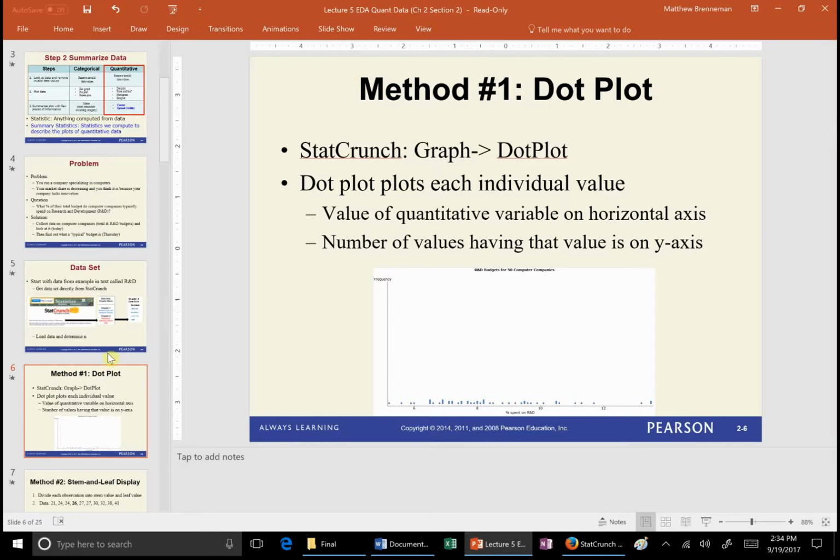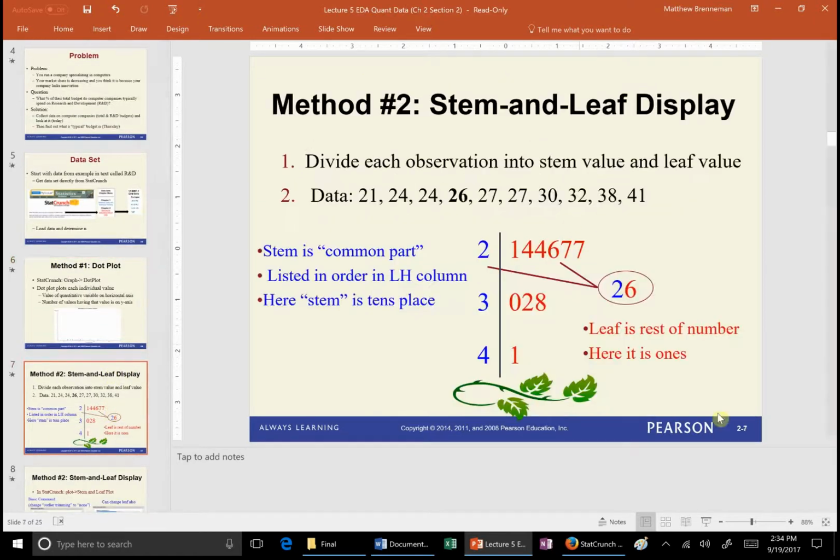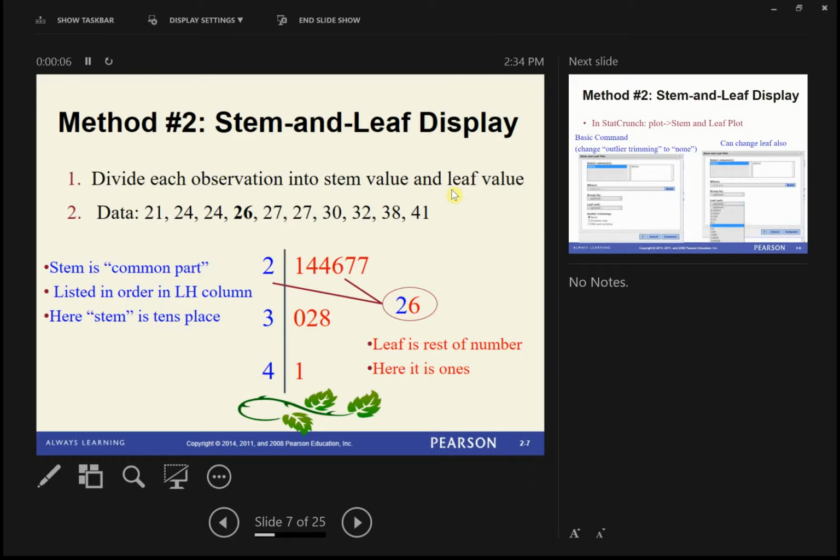Okay, so let's look at stem and leaf next. So here's kind of the idea. We're going to take the values now and kind of bin them together. In other words, do I actually care if a company spends 13.2 as opposed to 13.4? Probably not. So why don't I bin them together so that all the companies that make 13% are together, okay? This is a very compact way of writing this data set.